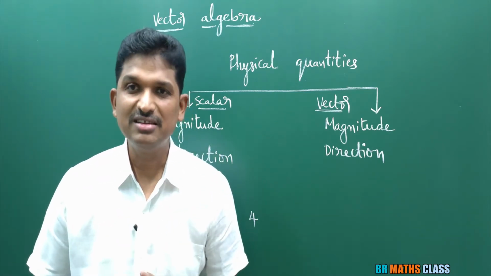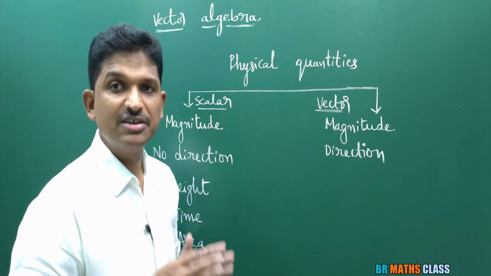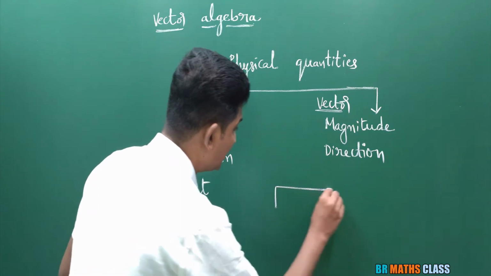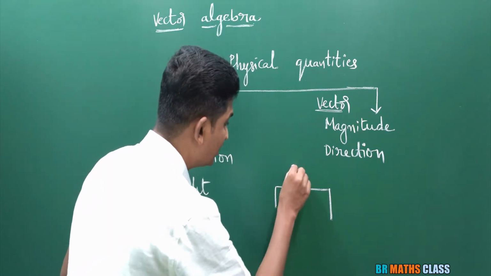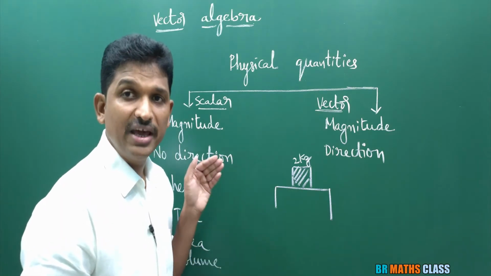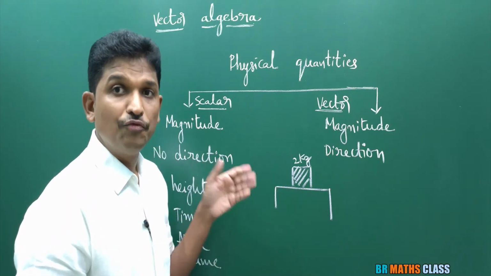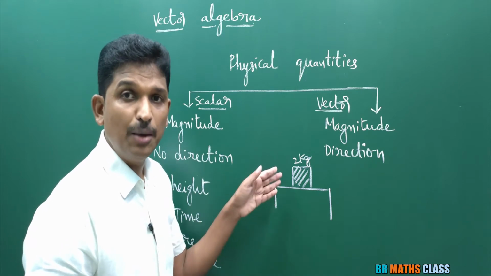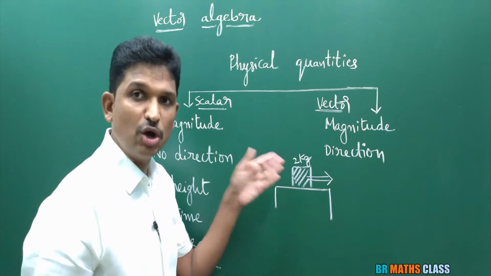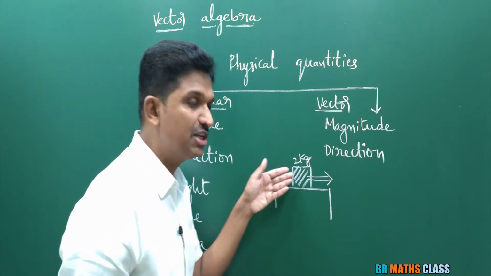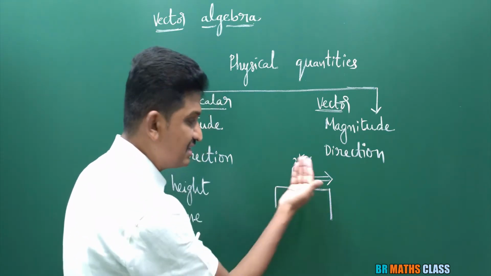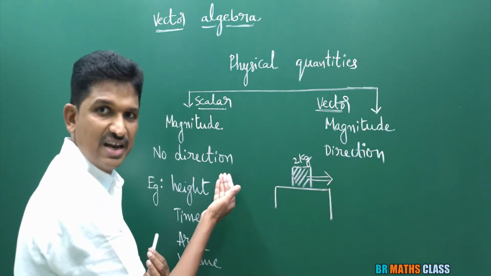I'll try to explain this. To explain that force is a vector quantity, I'll consider a table. You observe here, this is the table. On this table, I'll place an object which is 2 kgs in weight. Now what I'll do, I'll apply force on this object. 4 Newtons of force I'll apply on this object towards this direction. If I apply force towards this direction, then the object moves towards this direction.